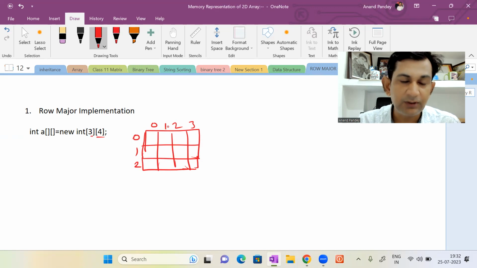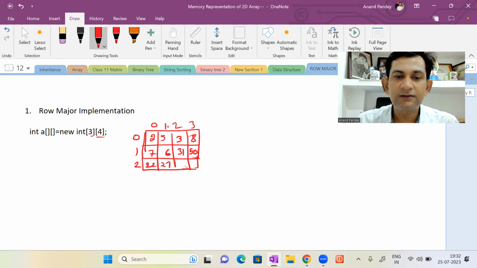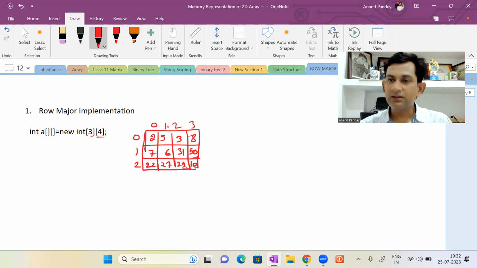Consider that after declaring, we are taking input the values. Consider we are taking 2, 5, 3, 8, 7, 6, 3, 31, any value, 50, 22, 27, any values. Consider that after declaring the 2D array, we have taken input of these elements in the 2D array.